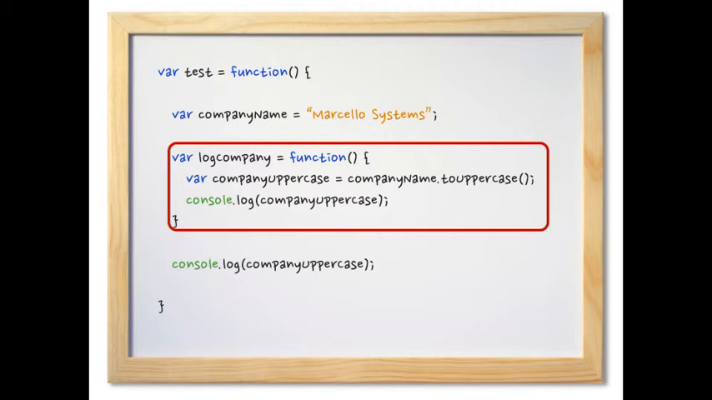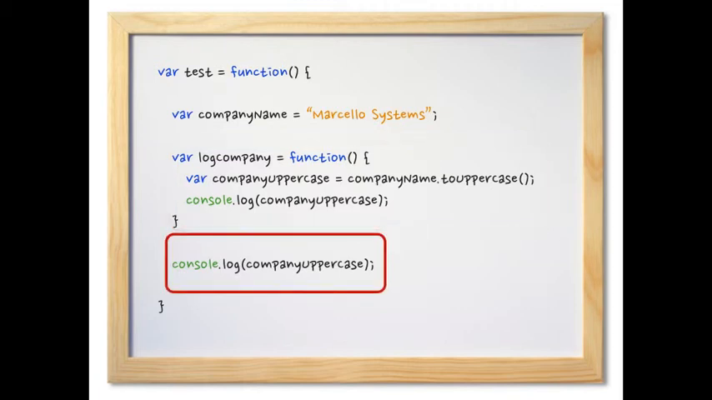That is perfectly okay. But what's so special about scopes is that they have access to their outer scopes, but the outer scope does not have access to the inner scopes. To explain with this example, the logCompany function has access to the companyName variable above, but the test function does not have access to the companyUppercase variable, which lives inside our logCompany function. So the code at the bottom here doesn't work because it references a variable that does not exist in the current or any outer scopes.